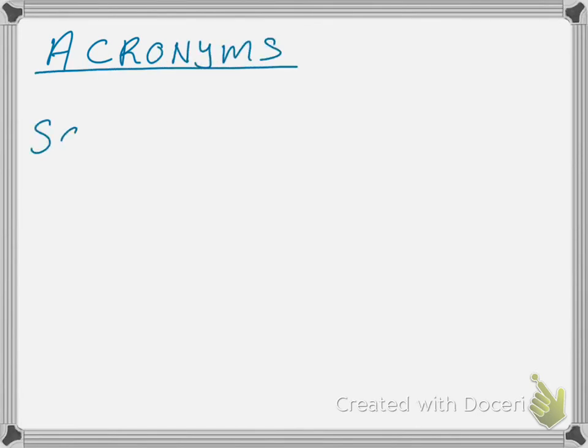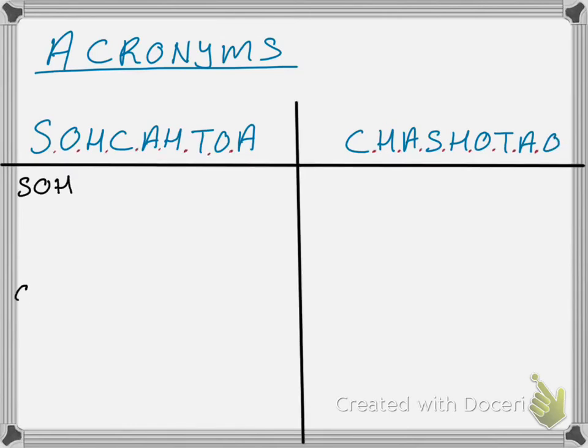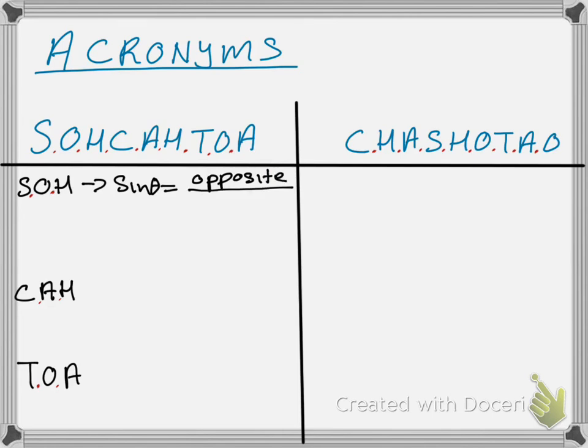Now let's look at how to summarize this. You can use acronyms to remember these trig ratios. We can use SOHCAHTOA or CHASHOTAO. When we say SOHCAHTOA, SOH, CAH and TOA are the acronyms we can use to remember the trig ratios. SOH stands for sine of an angle equals O for opposite over H for hypotenuse.